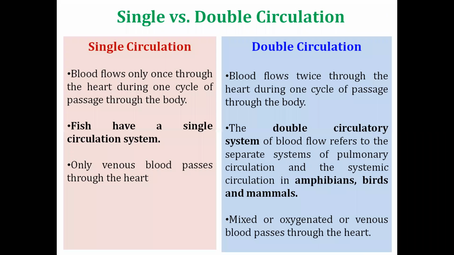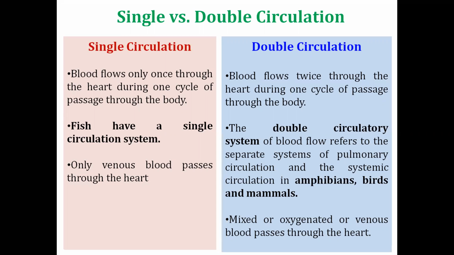Okay, so you see here is the difference between single versus double circulation. If I'm talking about single circulation, it means blood flows only once through the heart during one cycle of passage through the body. But in double circulation, blood flows twice through the heart. In the double circulatory system, blood actually flows in two separate systems: one is the pulmonary circulation and the other is the systemic circulation.